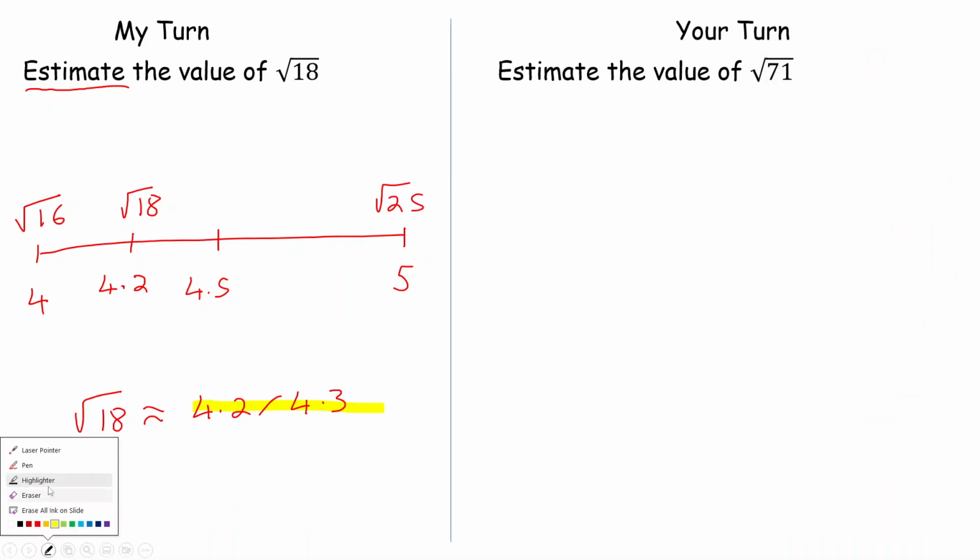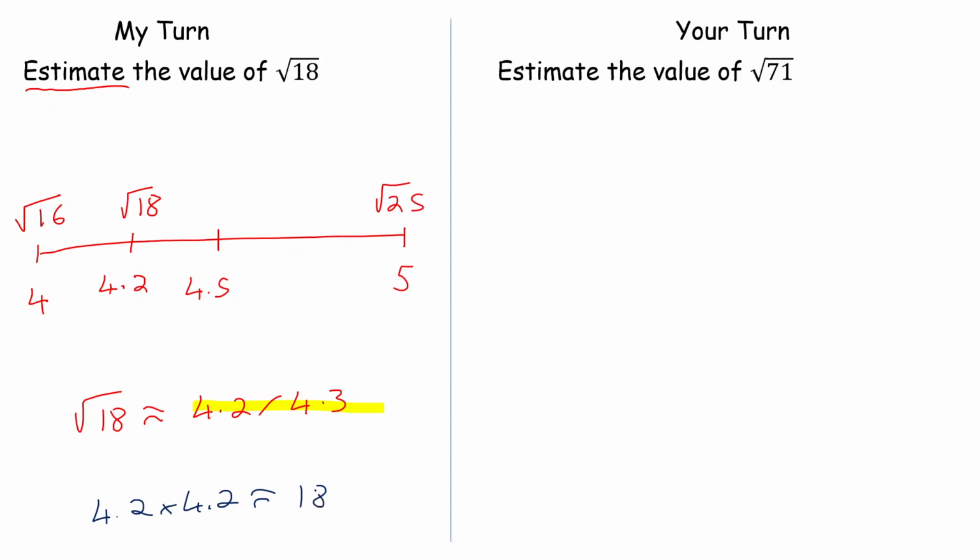And in other words, just so we're really clear here of what is happening, we can say that if we go and do 4.2 times 4.2, it's approximately equal to 18. That's what we're saying with the square root. Okay, so now your turn. That is saying estimate the square root of 71.